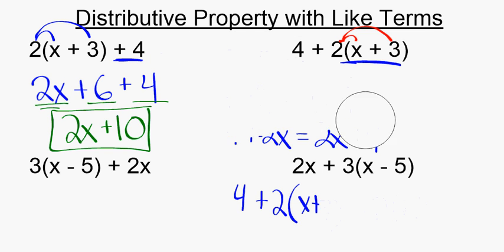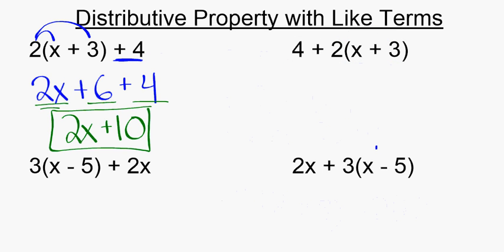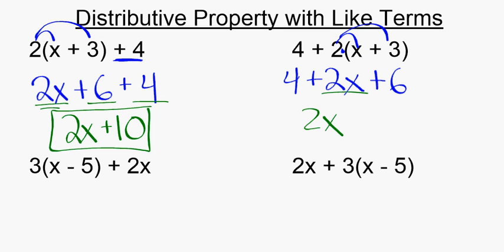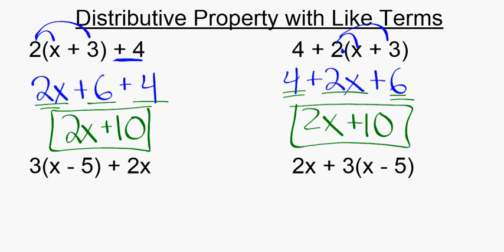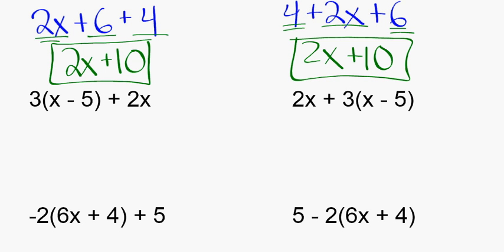So when you get a problem like this, be sure to continue following your order of operations and distribute first. Use your multiplication, and we have 4 plus 2x plus 6. Your x does not have any other like terms. It stays the same. The 4 and the 6 would combine to make 10. Same expression, same simplified result.